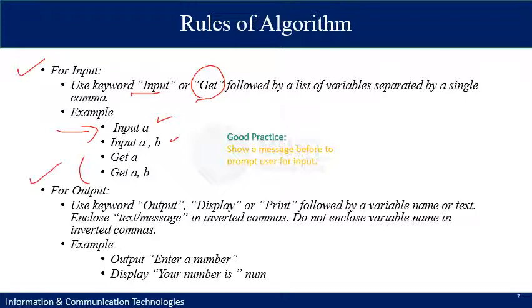Similarly, for the output, you can use the keyword output, display or print followed by the variable name or text. Usually text is enclosed in double quotes or inverted commas. However, you do not have to enclose the variable name in inverted commas. As an example, if you want to output simply a text, you can say output 'Enter a number', and this will be displayed on the screen. Similarly, if you want to display 'Your number is', num, this is a variable whose value will be displayed, and the text will be displayed as it is written.